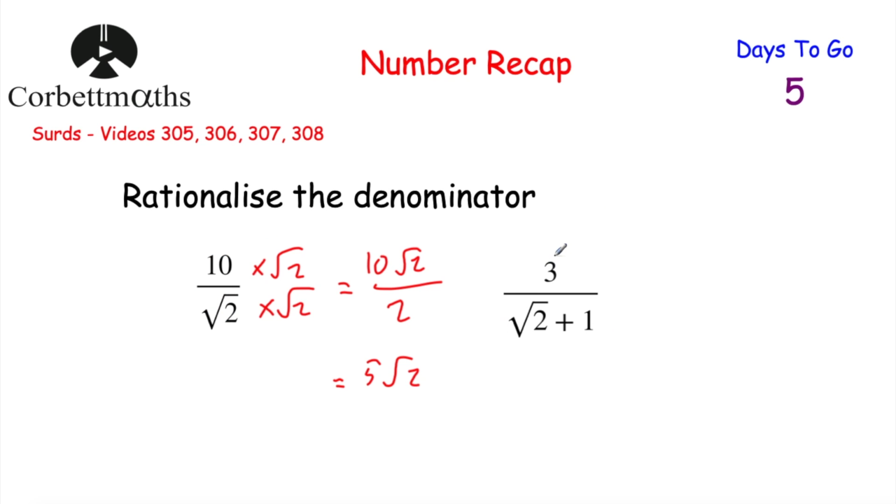And then if you get something like this, 3 over root 2 plus 1, you times both the numerator and the denominator by the conjugate of this. And what that means is, if you multiply both the numerator and denominator by the conjugate of this, so in other words, you change the plus sign to a minus sign, and then you just expand your brackets here, and then you'd be able to simplify it, and that's it. That's how you rationalise the denominator.